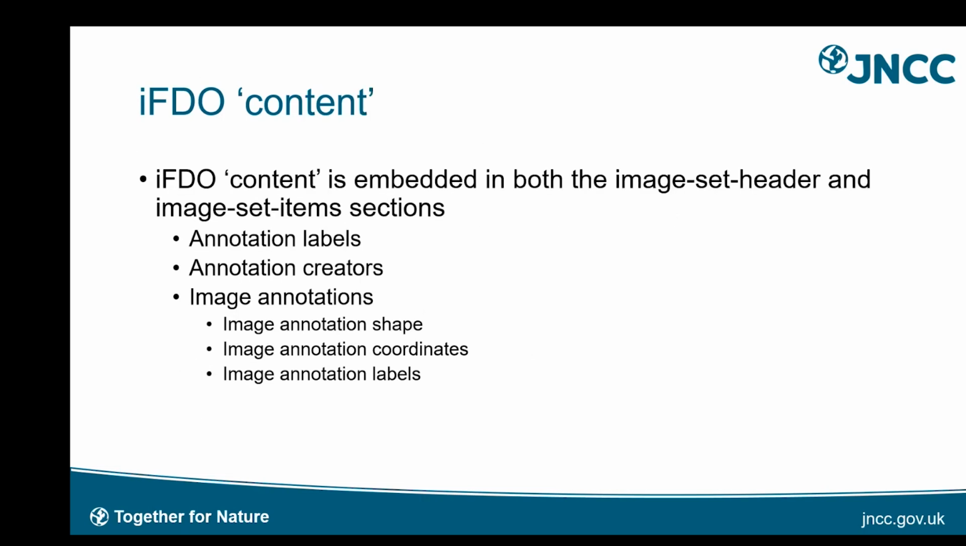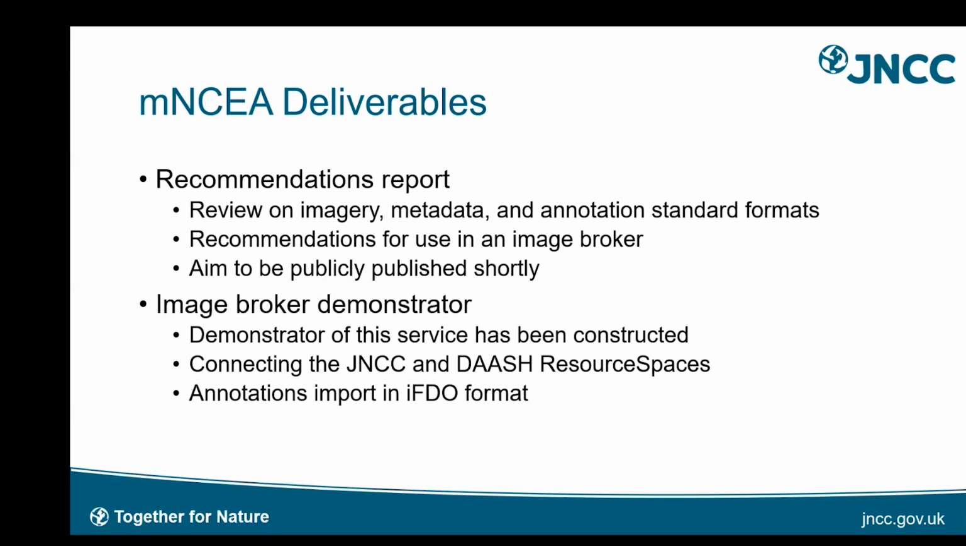The content section of the IFDO is where we have our annotation, so we have a list of all the labels used within the entire image data set, the creators of the annotations, and then the image annotations themselves at a per image level, which has the shape, so mainly a point or a polygon, the coordinates of where that shape is within the image, and then affixing a label to it to say, at this point, there is a starfish, for example.